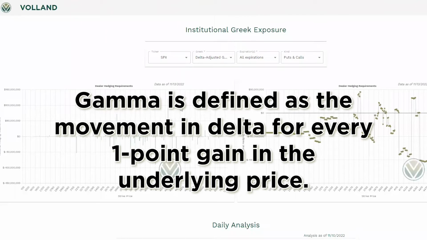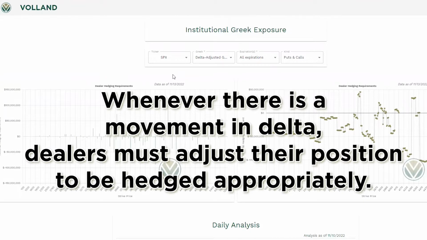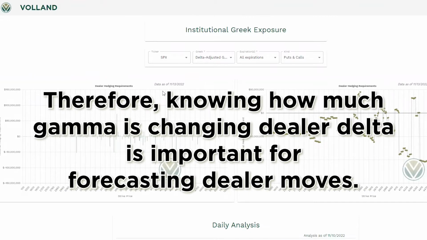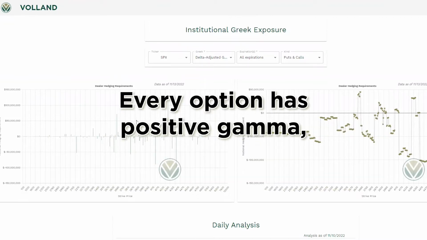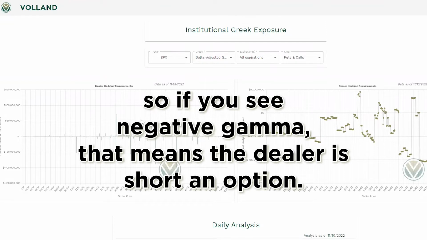Gamma is defined as the movement in delta for every 1 point gain in the underlying price. Whenever there is a movement in delta, dealers must adjust their position to be hedged appropriately. Therefore, knowing how much gamma is changing dealer delta is important for forecasting dealer moves. Every option has positive gamma. So if you see negative gamma, that means the dealer is short an option.